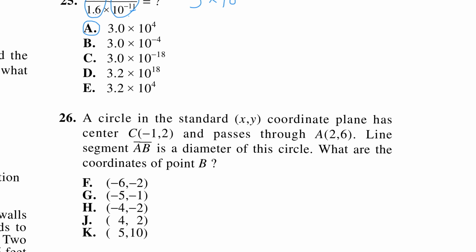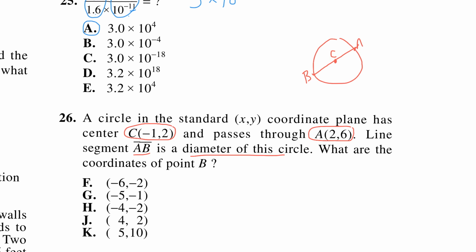Okay, the next problem, number 26. A circle in the standard coordinate plane has a center at (-1, 2) and passes through a point (2, 6). Line segment AB is the diameter of this circle. So what are the coordinates of point B? If you have a circle like this, and here's the center, and this point is A, and B is over here, so this is the diameter. So you have a point here in a segment, and you're looking for this point. So C winds up being the midpoint.